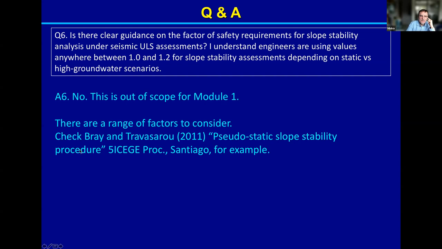In this sense, there is this paper, a relatively short read, from Bray and Travasarou. They are discussing a little bit these specific values of the factor of safety. So I think it will be useful if you check it and see the discussion surrounding those issues. So with that, I will conclude my presentation covering both the overview of module 1 as well as the written questions that I have received.